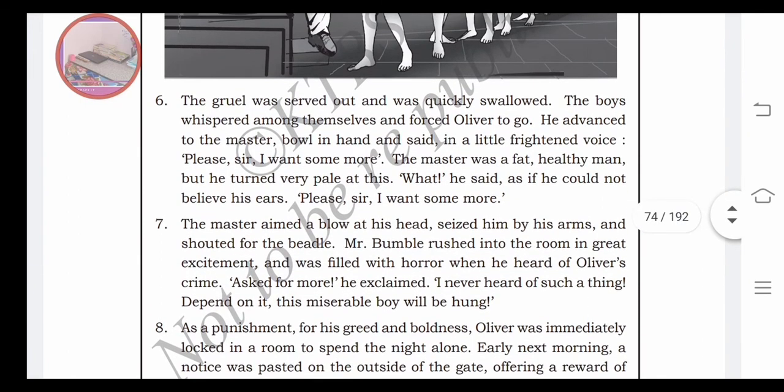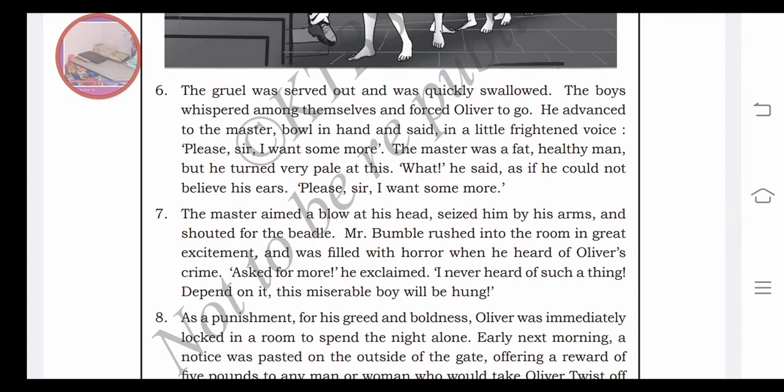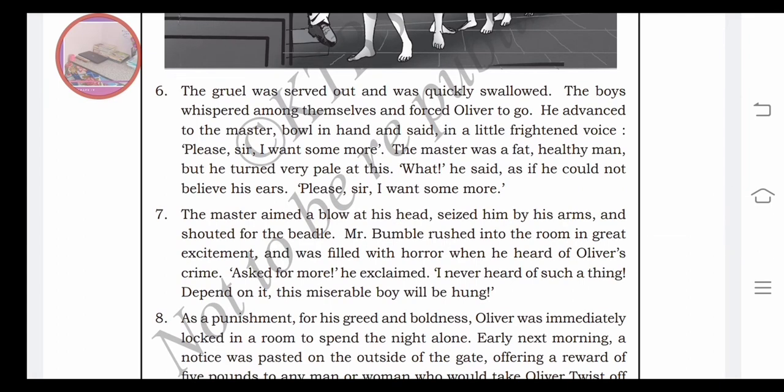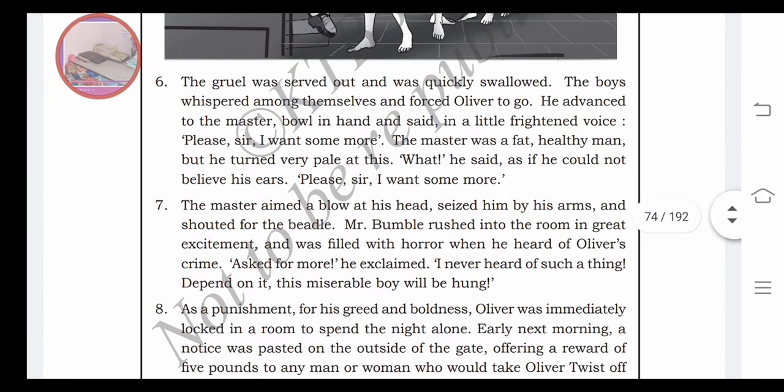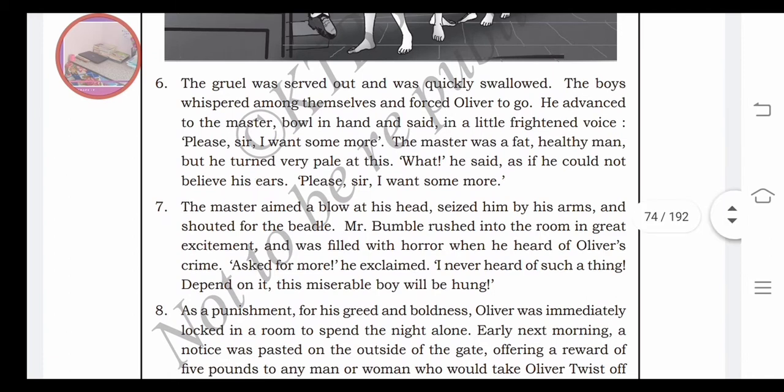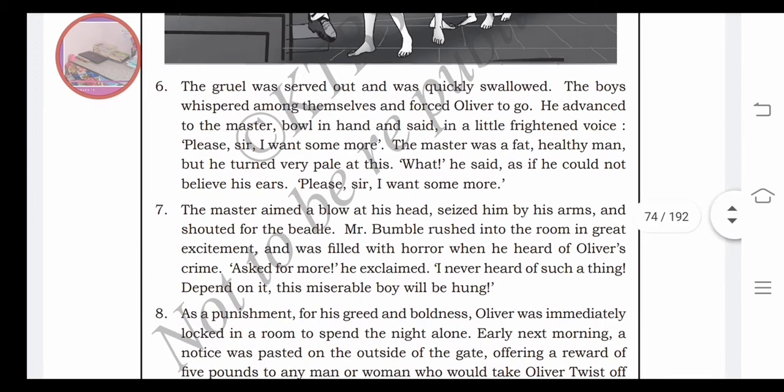So here the gruel was over. Okay, however much they put of that liquid soup, they will consume each and everything in one go. So everyone was saying, go Oliver, go and ask for more. He went near. Okay, he was very frightened, so he went near and he asked, please sir, I want some more. And he was like, what? With a very angry way. And then he was telling, as if he couldn't believe what the child was trying to say, but again he was asking, hoping he would change his statement, but again he used the same statement, that is, please sir, I want some more.